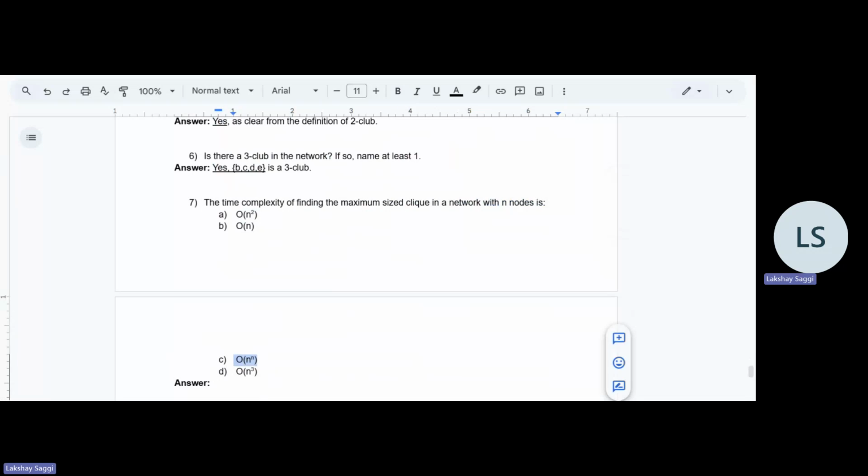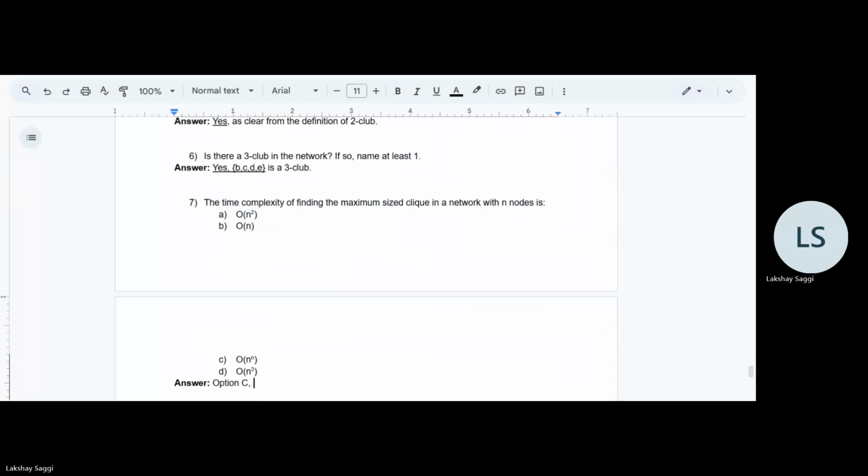But since it's an NP complete problem, we have to select the best option out of all of these. It cannot be polynomial time, because if it was polynomial time, then we would know that P equals NP, but we don't know that yet. So it's actually order n raised to power n here. The best option out of all of these is order n raised to power n. Maybe some better complexities exist, but out of all of these, these three are definitely out of the picture. So this is the best option.